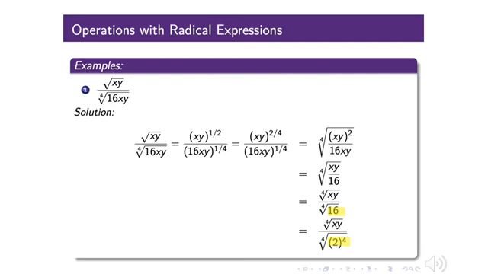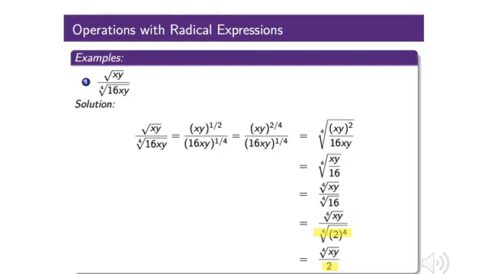After that, we group factors to express 16 as a power of the index. That is, the 4th root of 16 can be expressed as the 4th root of 2 raised to the power of 4. Finally, using the definition of the nth root of b raised to the power of n, the 4th root of xy over the 4th root of 2 to the power of 4 is just equal to the 4th root of xy over 2.